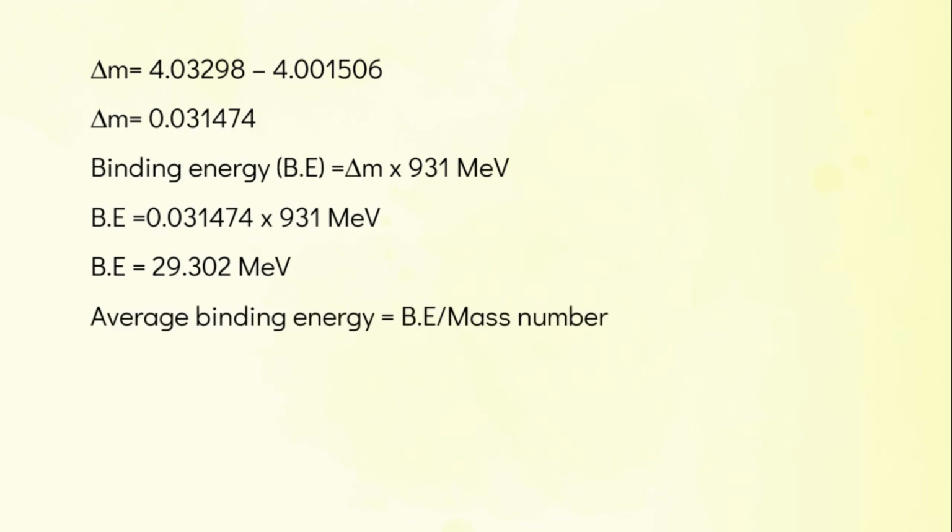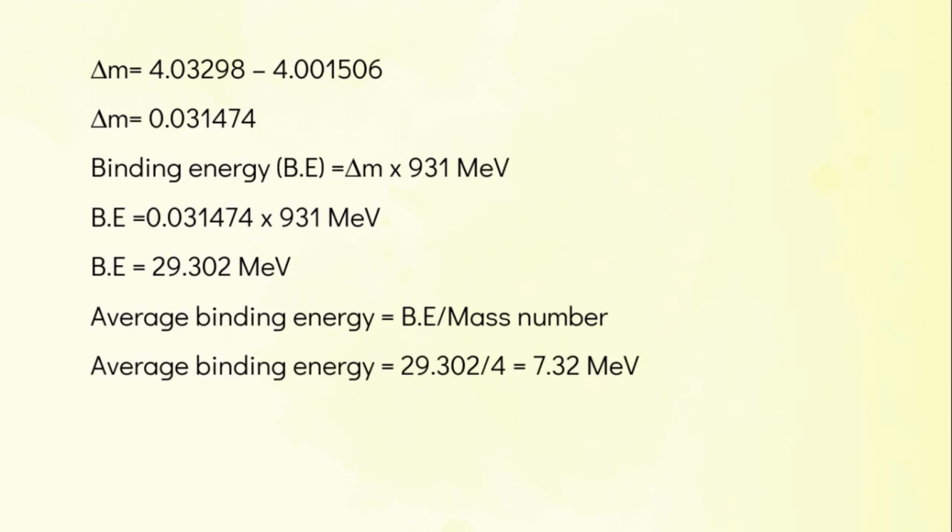It is average binding energy, and we have to find the average binding energy by dividing the binding energy by the mass number. Mass number here is the mass number of helium. So average binding energy 29.302 divided by 4 is equal to 7.32 million electron volt. So that is the solution for the question.